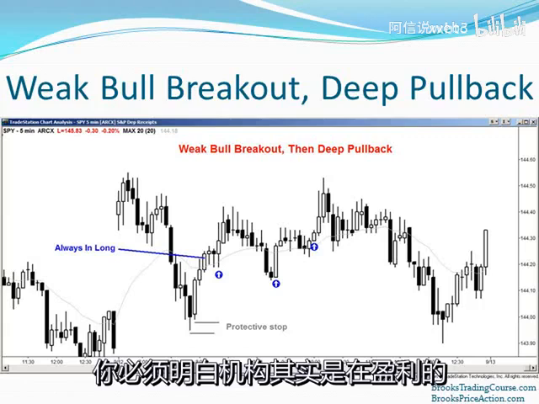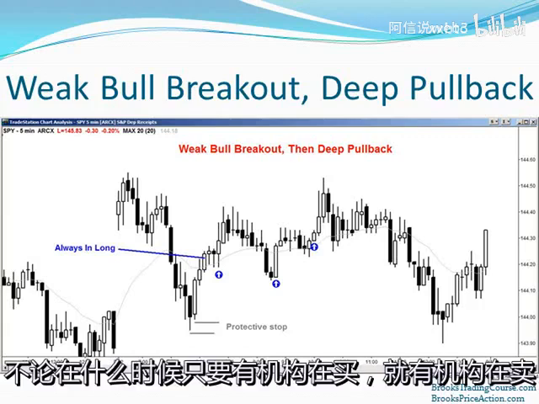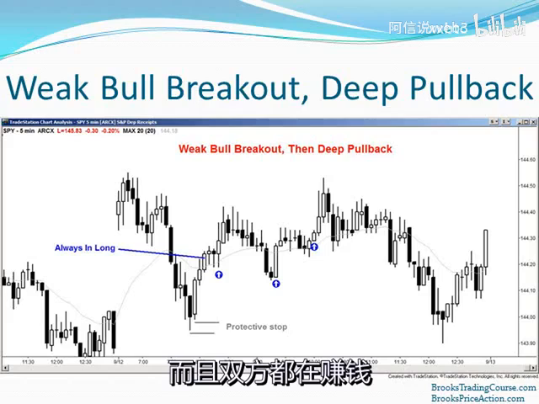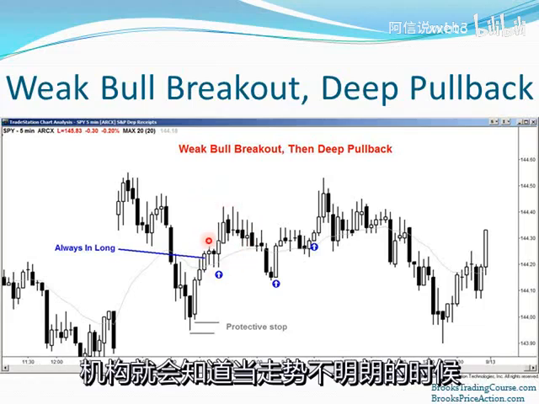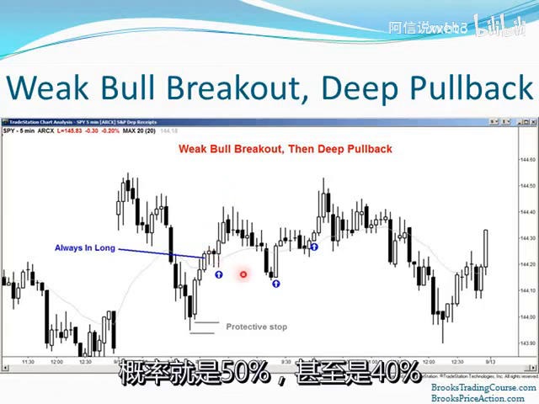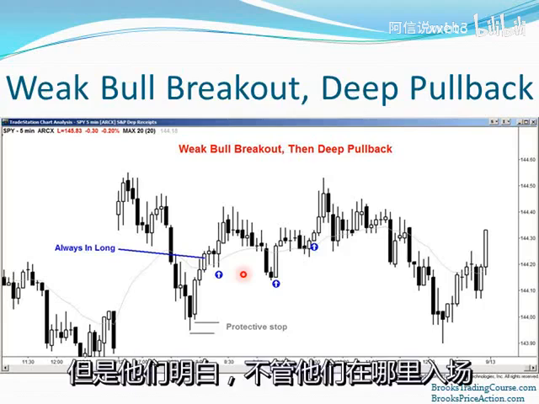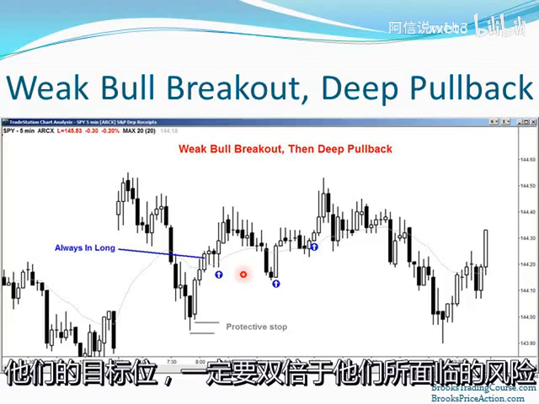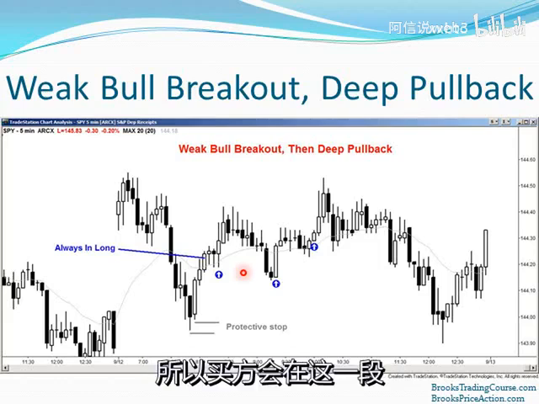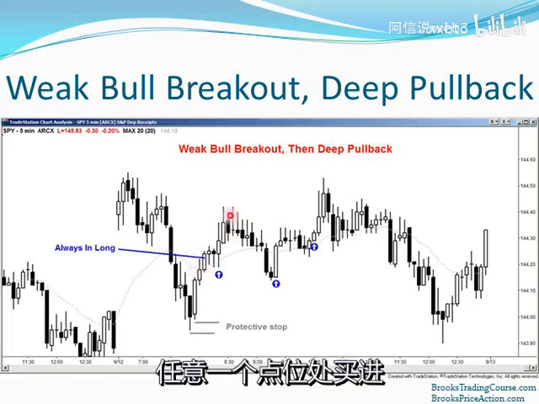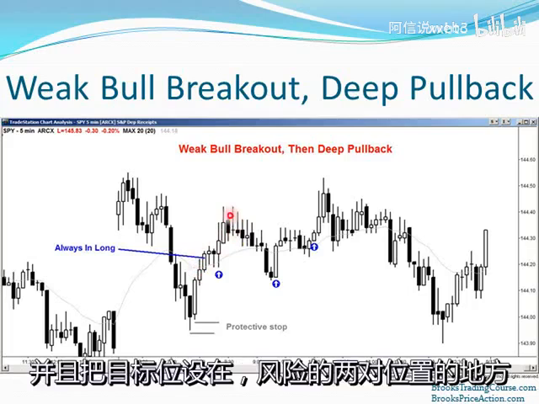You have to assume that institutions are profitable, and at any given moment you have institutions buying and institutions selling, and both are going to make a profit. When the market is unclear, as it is today, the institutions know that the probability is around 50%, maybe even 40%. But in either case, any trade they take, they need to go for a reward at least twice as big as their risk to have a positive trader's equation, to have the math work out on the trade. So the bulls will buy anywhere through here, and they'll go for a reward twice their risk.